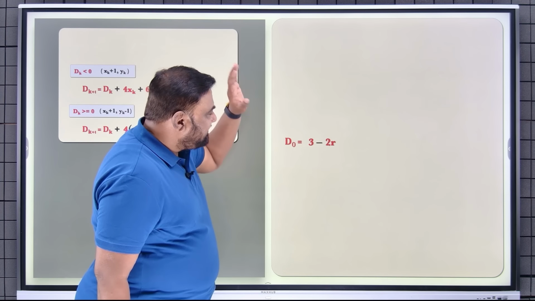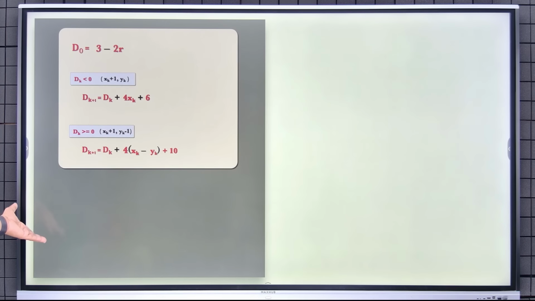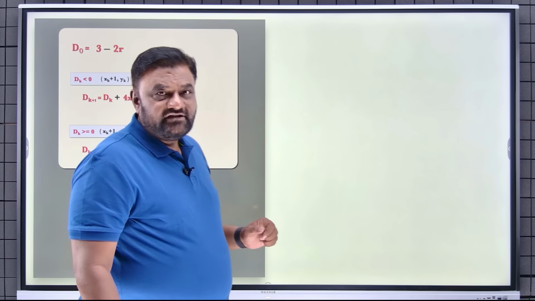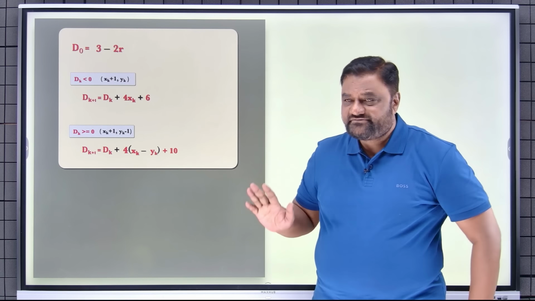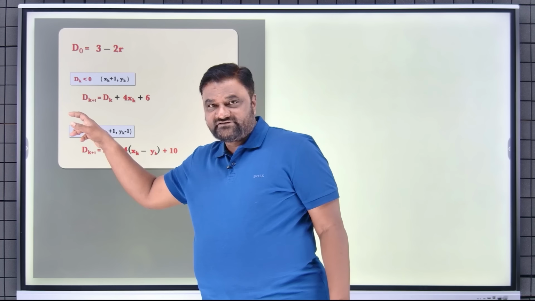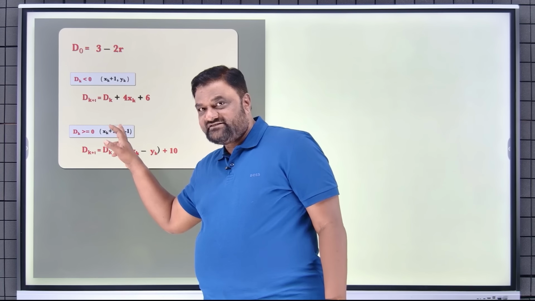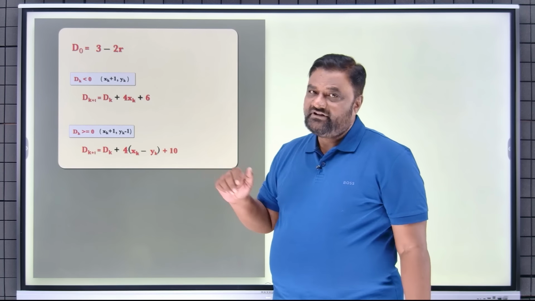So let us remove all these. We'll take up this one and put it here. See, these are the decision variables. Initially, decision variable will be this one, 3 minus 2r, whatever the radius is. In our example, we started with radius 7. So whatever the radius may be. Then every time how to get a decision variable based on this: if it is less than 0, next decision variable like this, and if it is greater than or equal to 0, next decision variable like this.